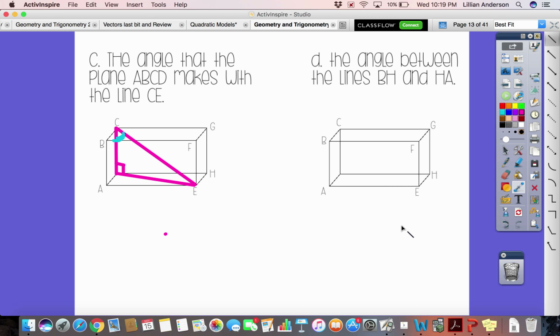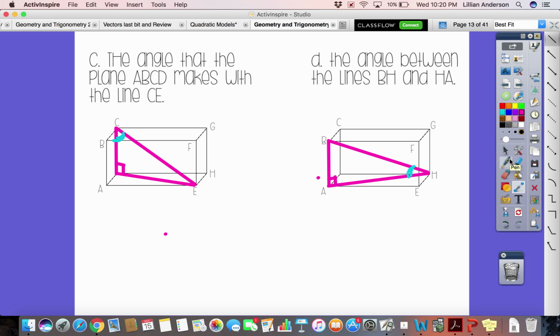And the last one, the angle between BH and HA. This one's actually not too bad because it is two segments. BH and HA, the angle that they create, well, it's right there between those two segments, between those two lines. And then here's your right triangle. It comes with practice creating those particular triangles. You guys will get that practice in your homework.